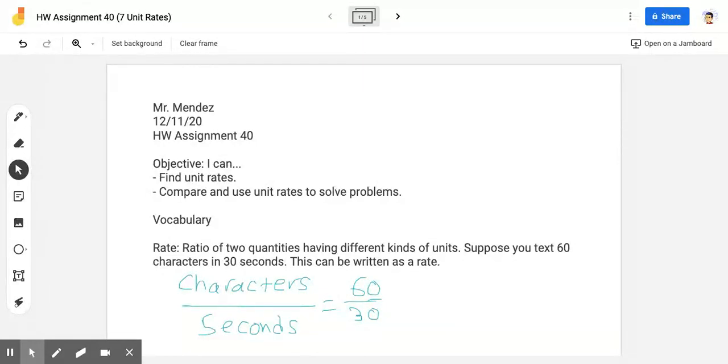A rate is a ratio of two quantities having different kinds of units. So suppose you text 60 characters in 30 seconds. This can be written as a rate, and the rate is characters over seconds, and it would be 60 characters to 30 seconds, so 60 over 30.